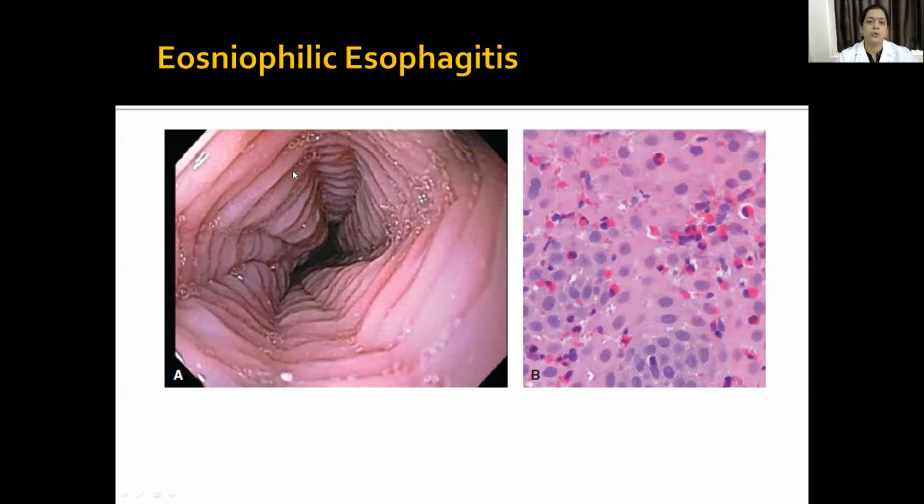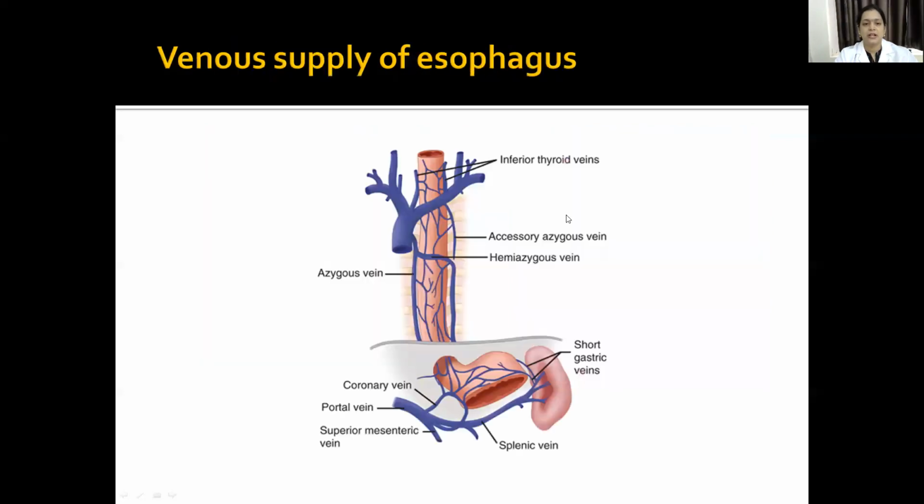So once you put an endoscope, you'll never miss an eosinophilic esophagitis. So in the microscopy, you can see numerous eosinophils which are situated in the mucosa, right? So this is about the eosinophilic esophagitis.